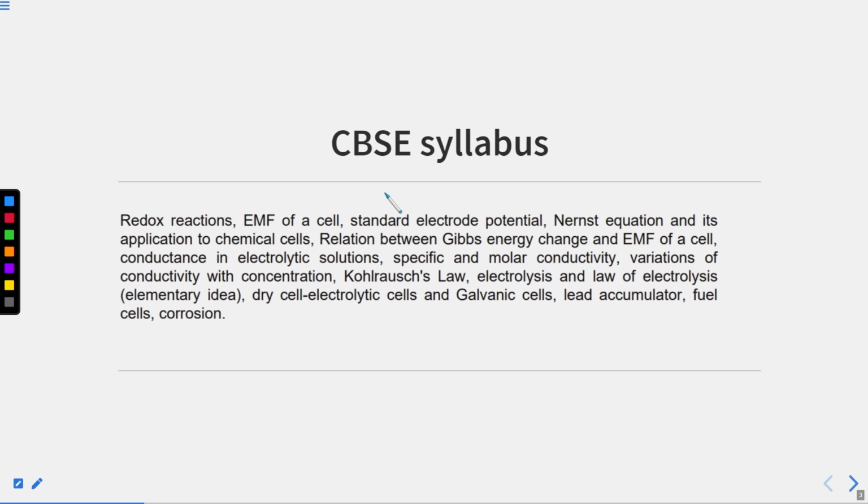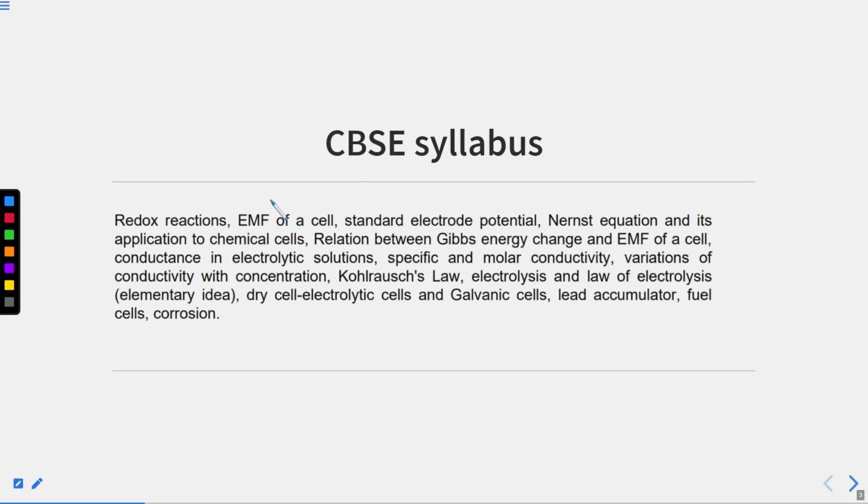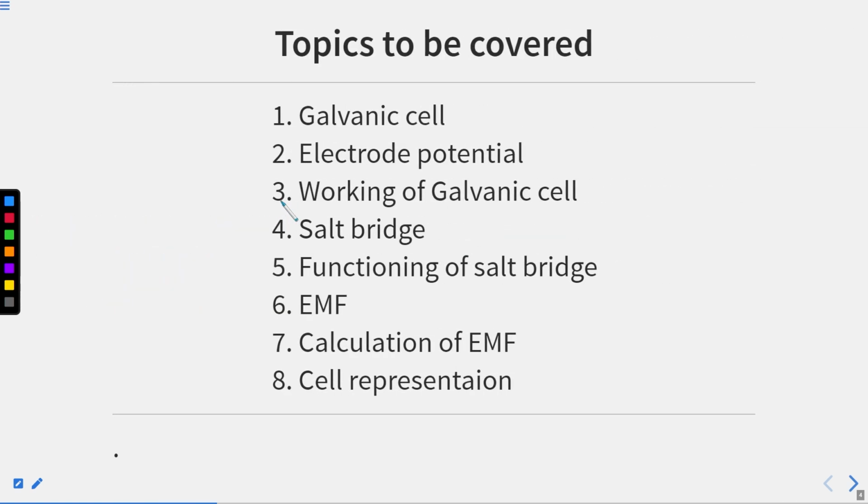If I talk about the syllabus, today we will be studying the EMF of a cell. To study this EMF, we have to know certain things. First, we will know more about the galvanic cell. In the previous class, I gave you an introduction to the galvanic cell, but in today's class, I will show you how it works and what reactions go on inside a galvanic cell. Then we will see what electrode potential is and how the galvanic cell works, meaning the chemical reaction that goes on inside it. Then I will move to the functioning of the salt bridge.